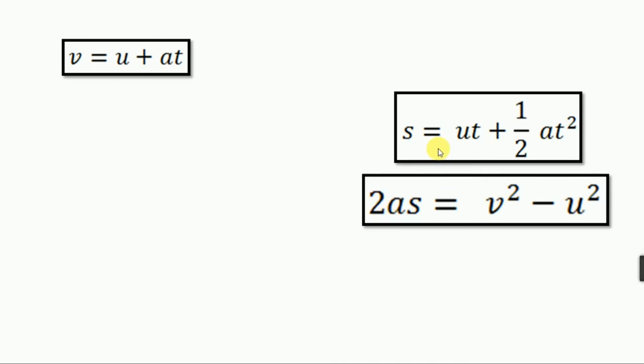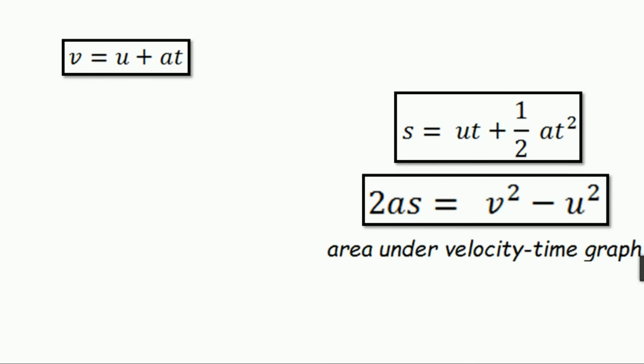To derive the second and third equations, we make use of the area under the velocity time graph, and to derive the first equation we make use of the slope of the velocity time graph.